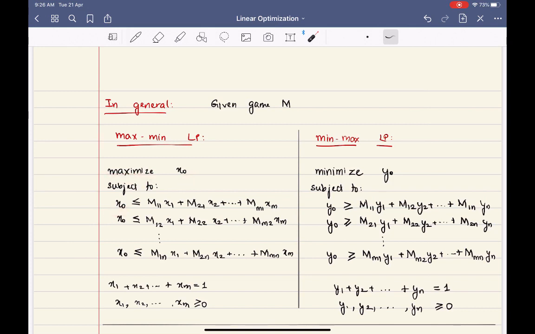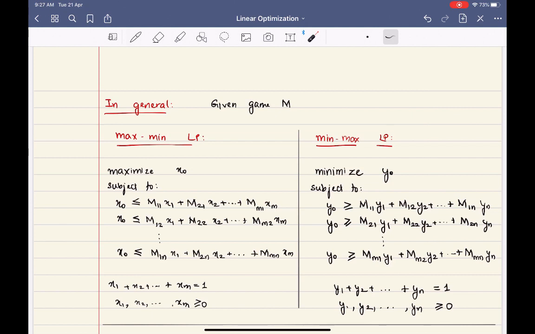Here you have to go through every pure strategy of the minimizer. That means you have to look at every column. So the first column will have m11, m21 till mm1. So that's why m11x1 plus m21x2 till mm1xm. And minimizer can ensure that the max min is at most this. Now the same thing we wrote for the second column till the nth column, and then this is the fact that we are ranging over all mixed strategies of max.